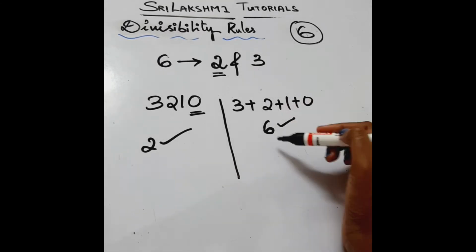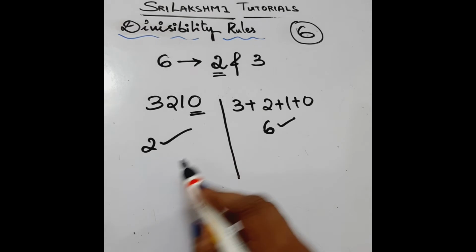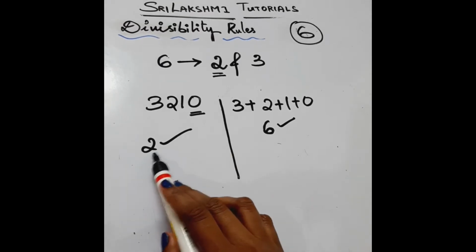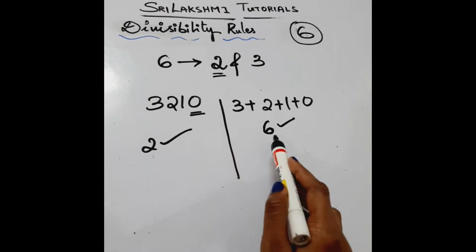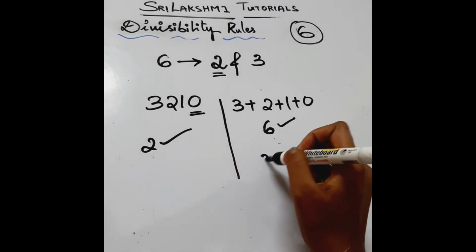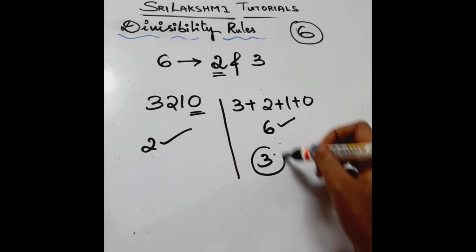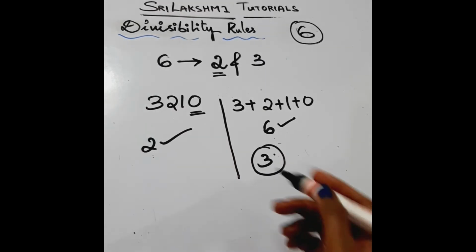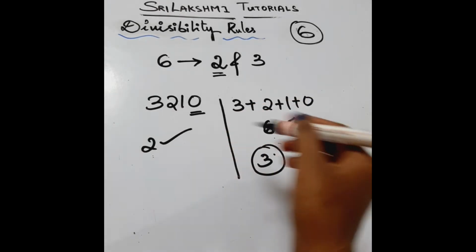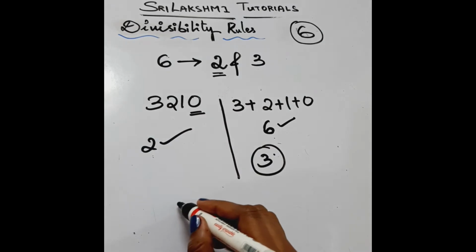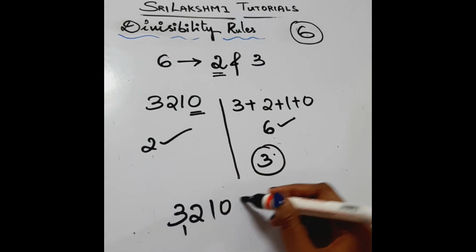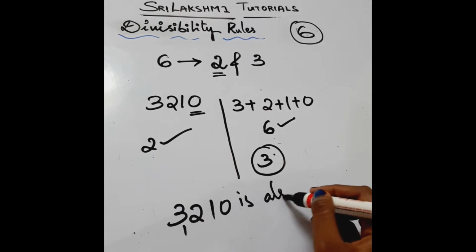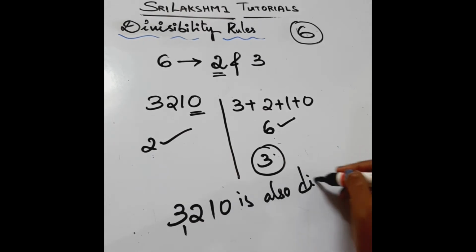In the 3 table, 6 goes 2 times. So here it is satisfying both conditions. It is divisible by 2 and also divisible by 3. Then the number is divisible by both the numbers. So 3210 is also divisible by 6.